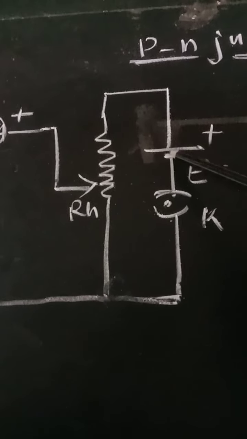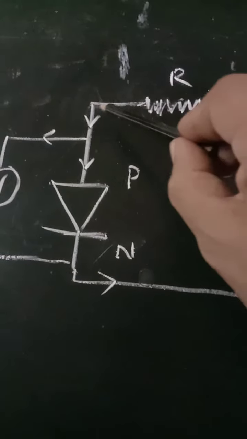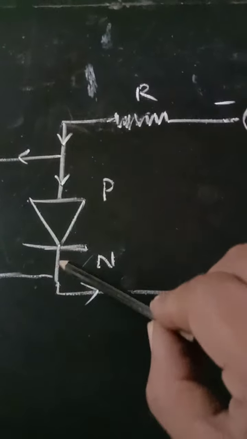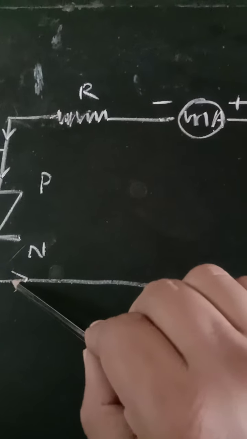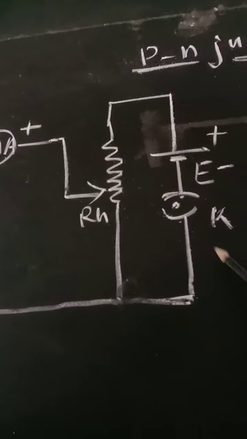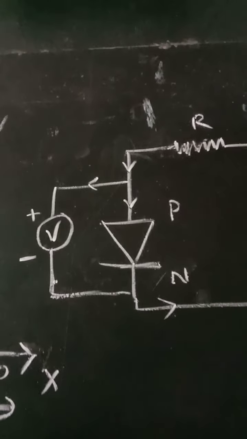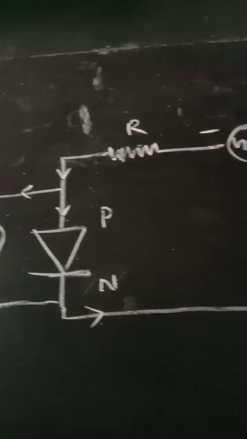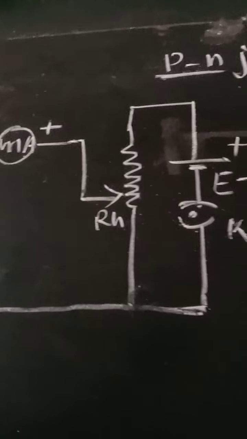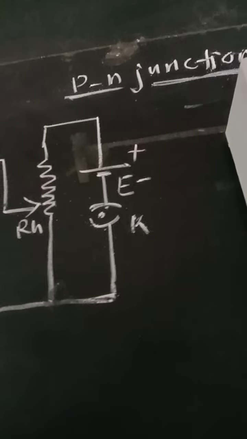In this case, the positive terminal of the source is connected to the P region of this diode, and the negative terminal will be connected to the N region of the diode, and that's why this will be forward bias. So this will be the circuit diagram for this PN junction diode.